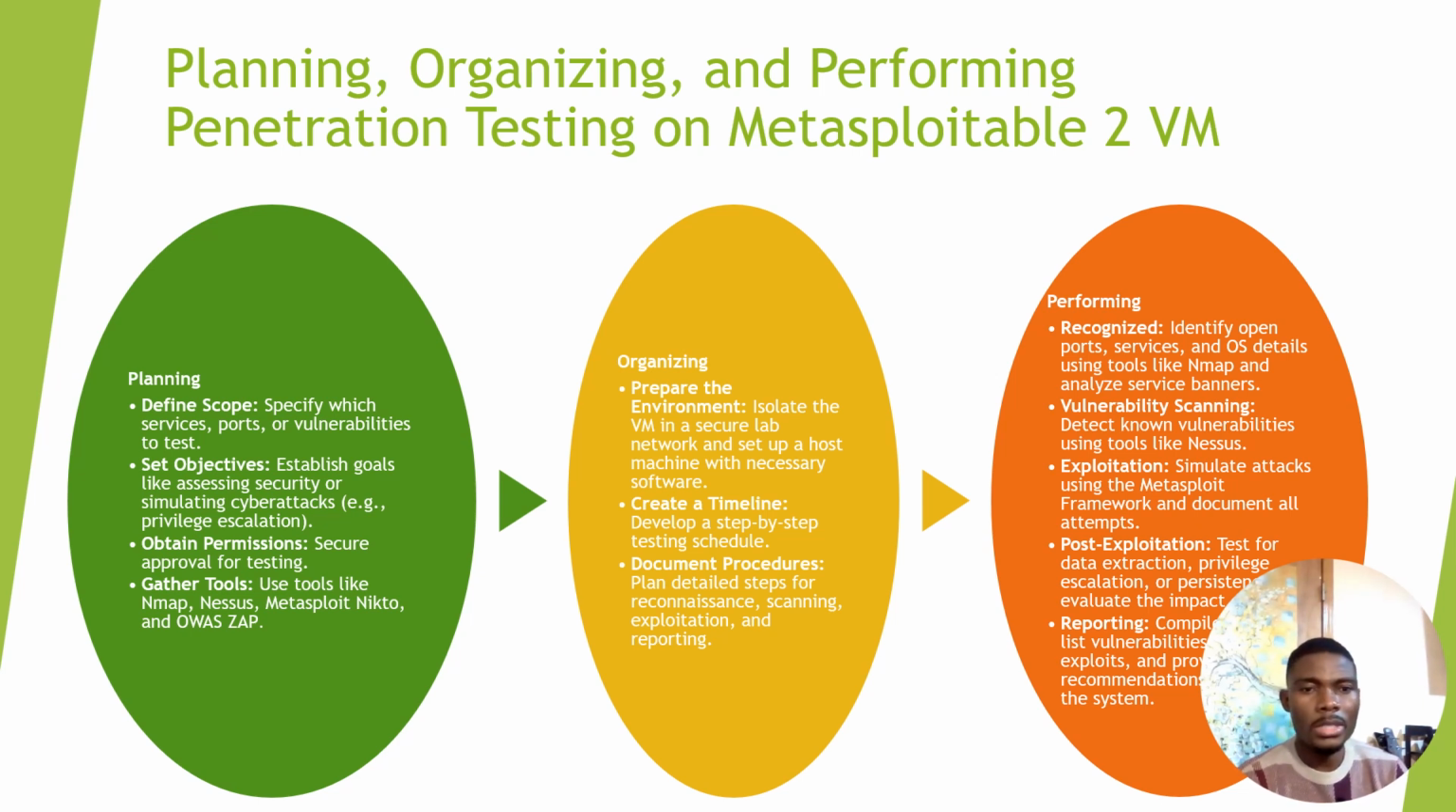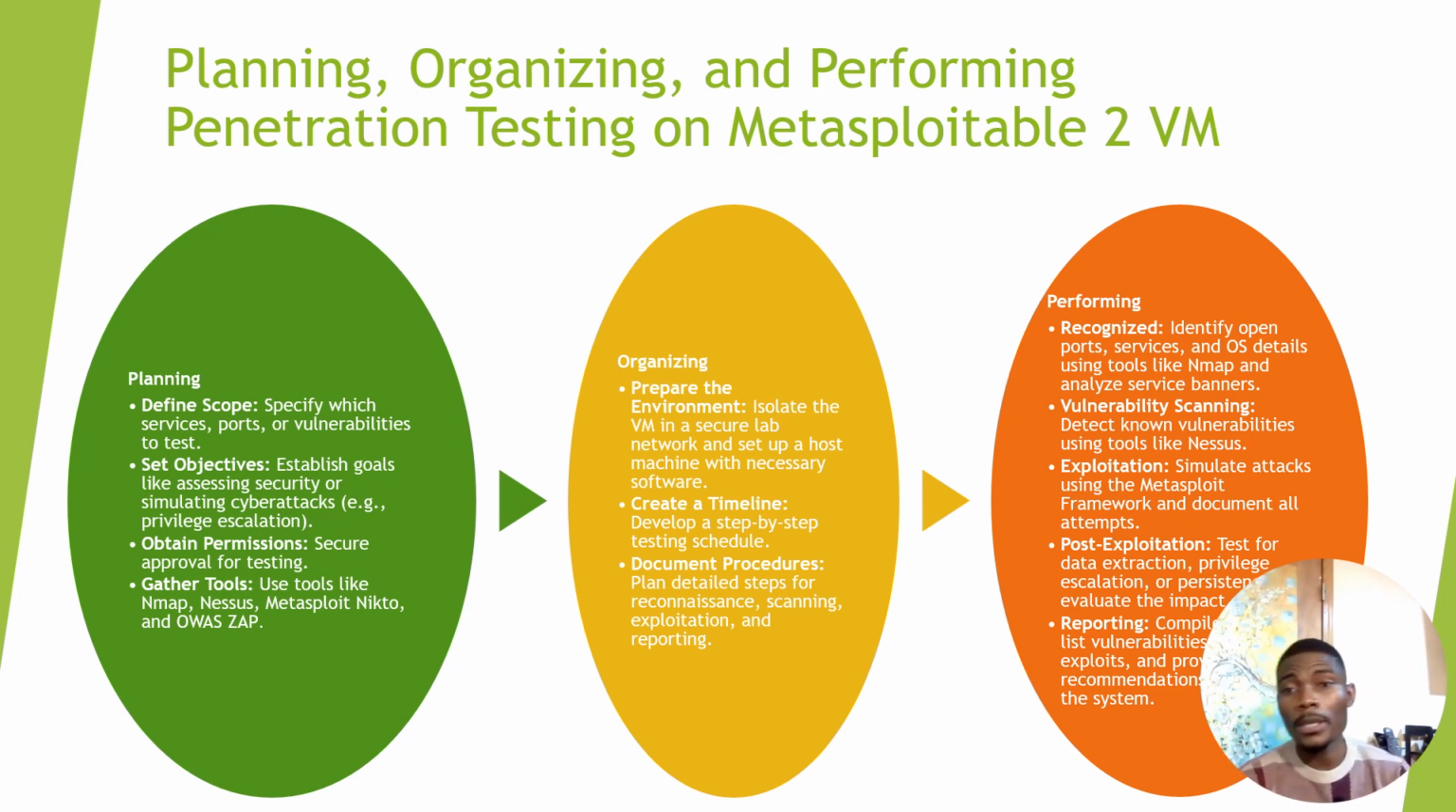You have to gather tools. The tools that we're going to use in this lab were previously listed as Nmap, Nessus, Metasploit, Nikto, OWASP ZAP, and then Kali Linux. So organizing what we're going to do, we have to prepare the environment that will enable us to isolate the VM in a secure lab network and set up a host machine with necessary software. We have to create a timeline, right? Develop a step-by-step procedure or process for each of the different stages. We have to also document the procedures.